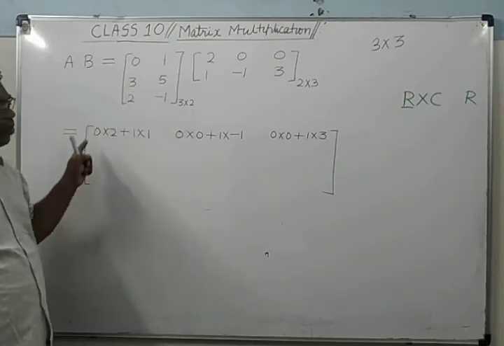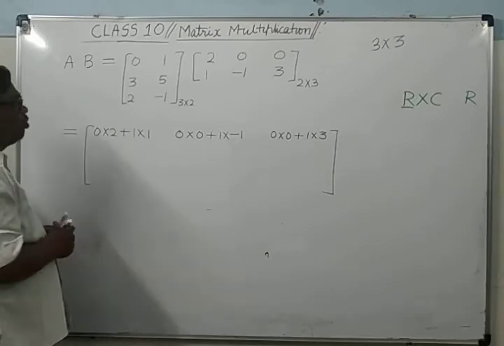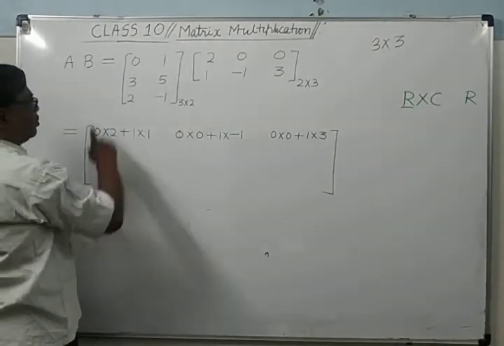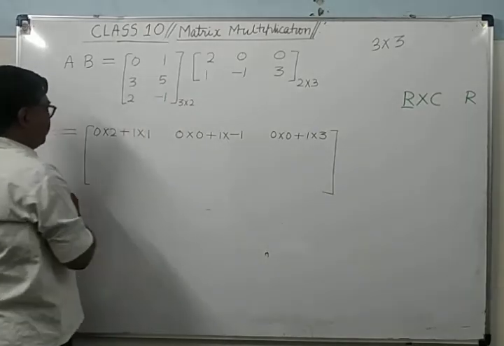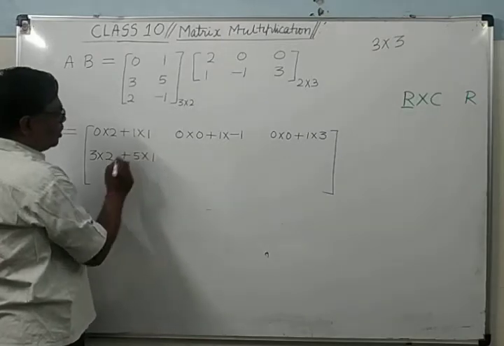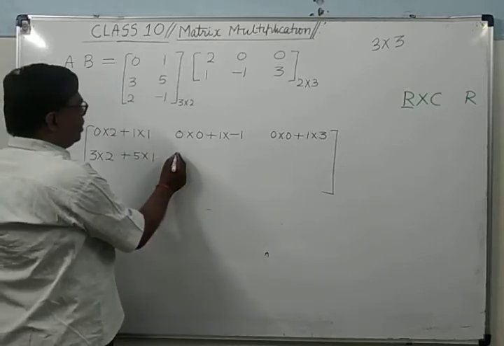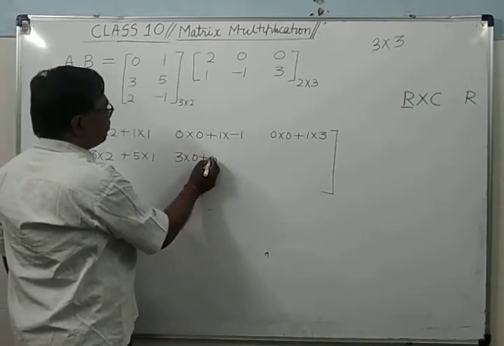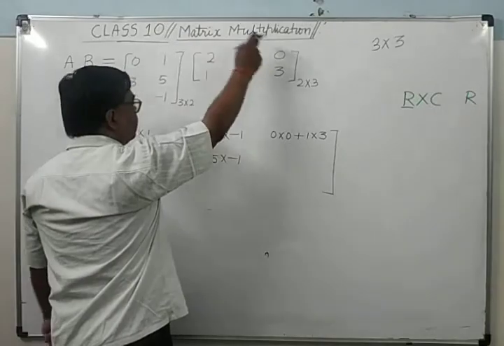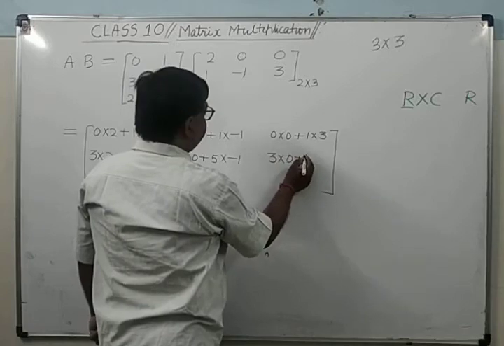Now when you will take the second row, you will get the elements of the second row. Once again you have to multiply with first column, with second column, with third column. Second row is 3, 5. So 3 will multiply with 2, 5 will multiply with 1. 3 into 2 plus 5 into 1. Then 3 into 0 plus 5 into minus 1. Then when 3, 5 will multiply with this, 3 will multiply with 0, 5 will multiply with 3. So 3 into 0 plus 5 into 2.